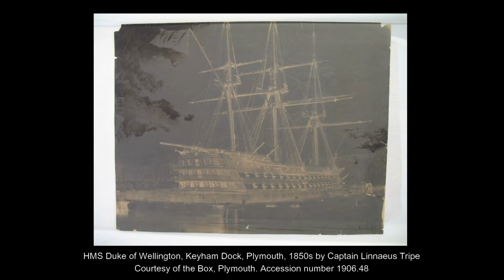And this example you can see here is an image of a wax paper negative which I took during a survey. It's by Captain Linnaeus Tripe of the ship the Duke of Wellington in the 1850s. And you can even see at this early stage that watercolours have been used for retouching.